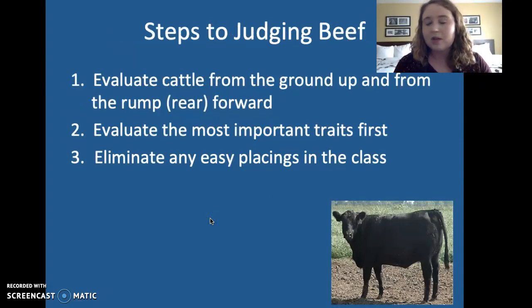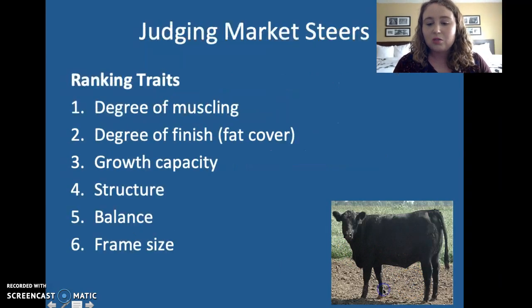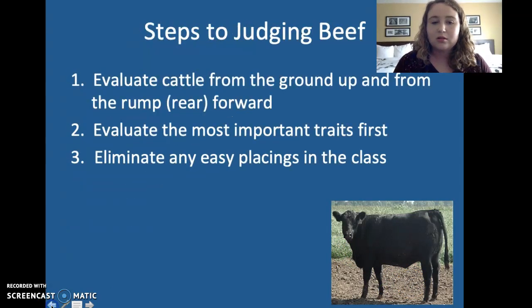Okay, so steps to judging beef. We're going to evaluate cattle from the ground up. We're going to start with their feet, and we're going to move upwards and look for their muscle on top. And you're also going to start from the back. That's a really easy way to first evaluate for muscle.